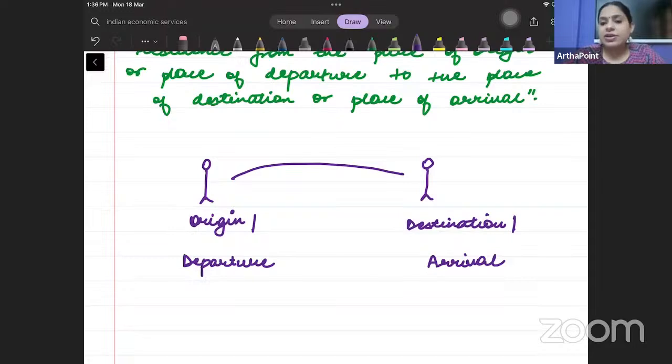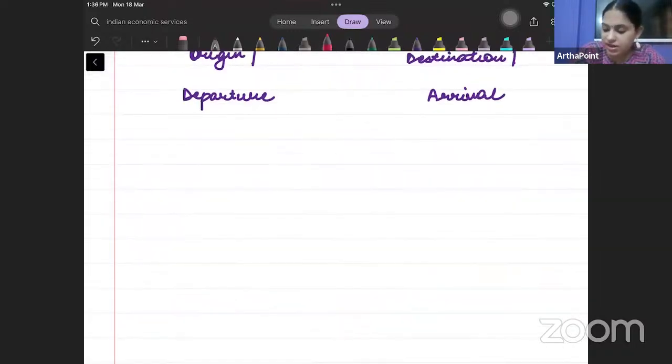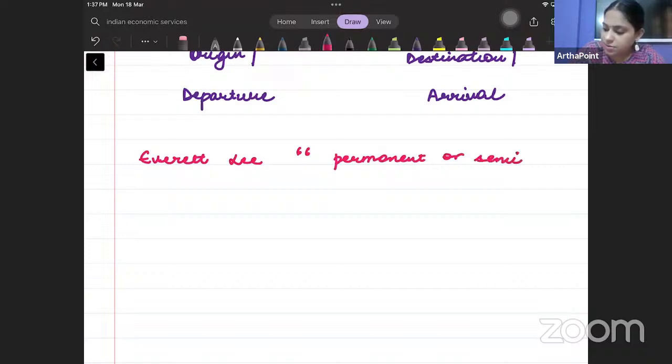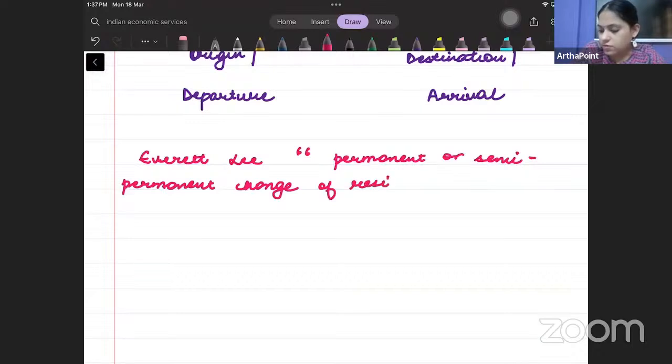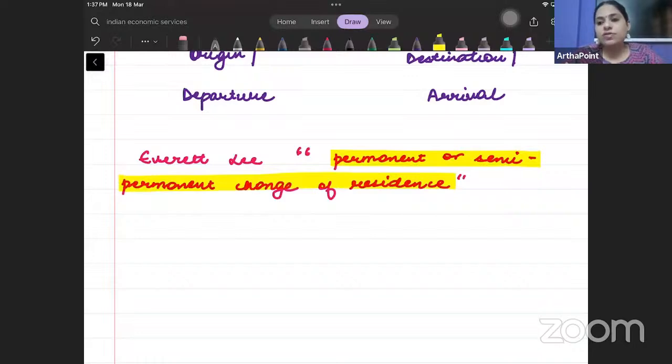Right? Now, there was this famous, well-known demographer called Everett Lee. He basically defined migration as permanent or semi-permanent change of residence. Okay. So we had Everett Lee, and he defined migration as permanent or semi-permanent change of residence. Permanent or semi-permanent change of residence. Am I clear with this aspect, beta? Okay.